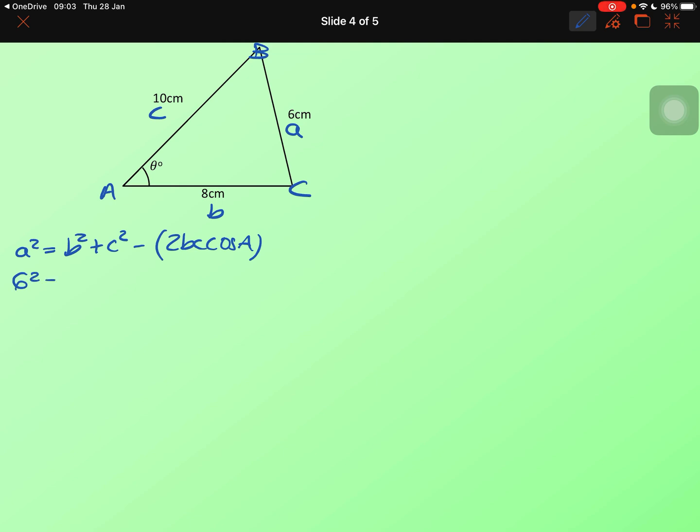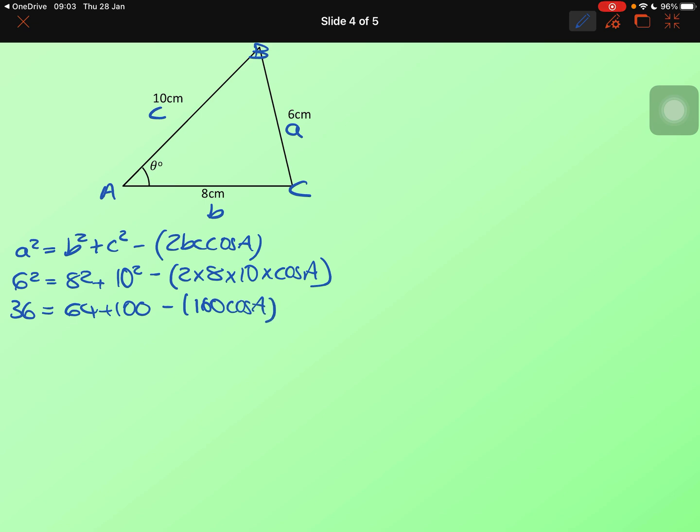So we'll have 6 squared equals 8 squared plus 10 squared, subtract 2 times 8 times 10 times cos of our angle. Work out all our little bits. So we'll do 36 equals 64 plus 100 minus 160 cos A. So we've got 36 equals 164 minus 160 cos A. Now we do our little switch.